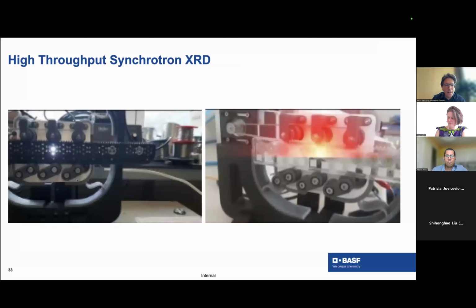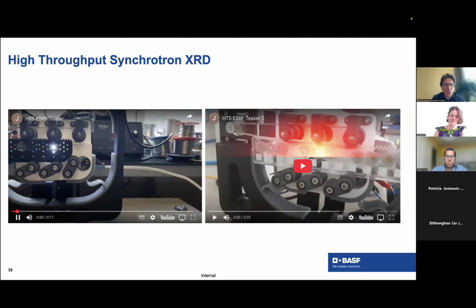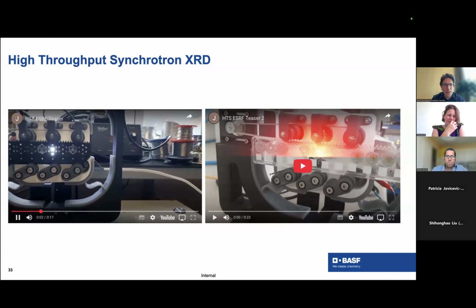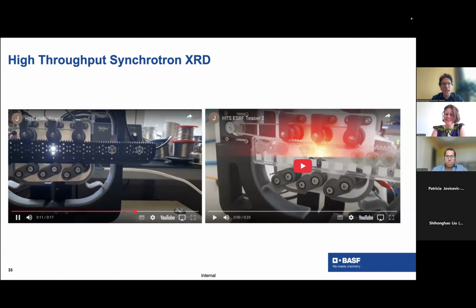Now, hang on, they do work here. This is what our sample holder looks like in real time. This light is supposed to represent the synchrotron light. This is just outside of the hatch, and this is how our samples get measured.